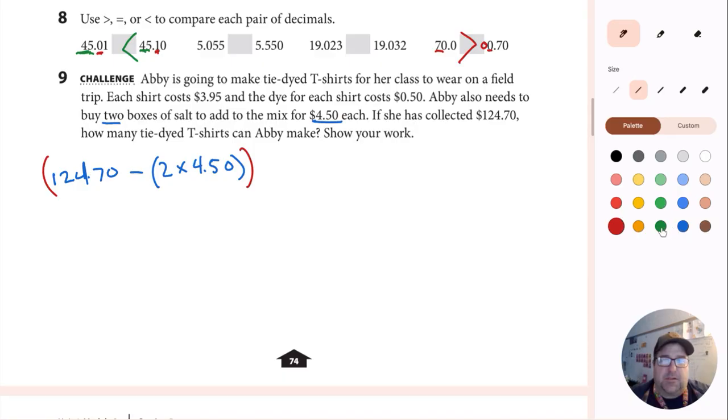So we're going to do some division. But how can we figure out how much our shirts are going to be? Well, they were $3.95 for the actual shirt, but we also got to add 50 cents to each shirt for the tie-dye, for the dye. Okay, so it looks like there's a lot going on. Let's just break it down a little piece at a time. Anytime you get to one of these problems, guys, just break it down.